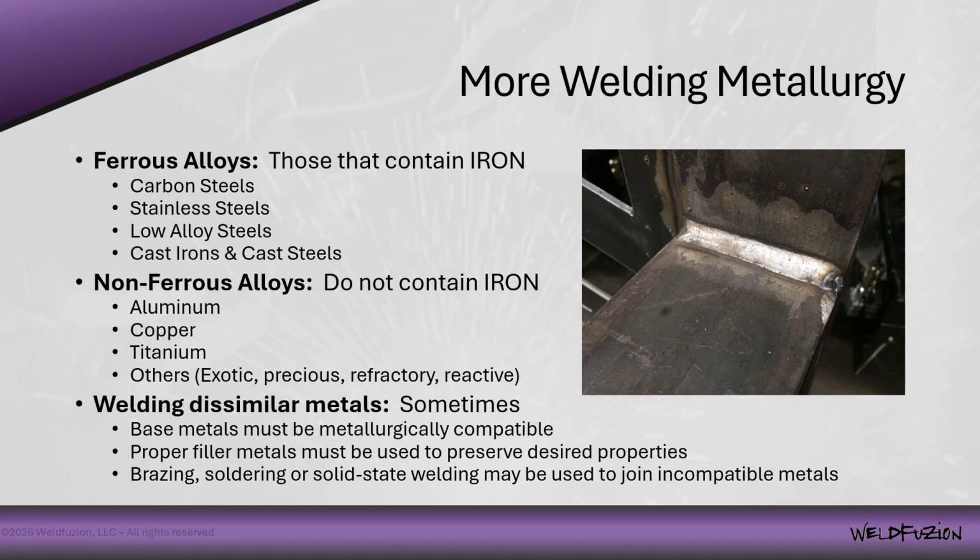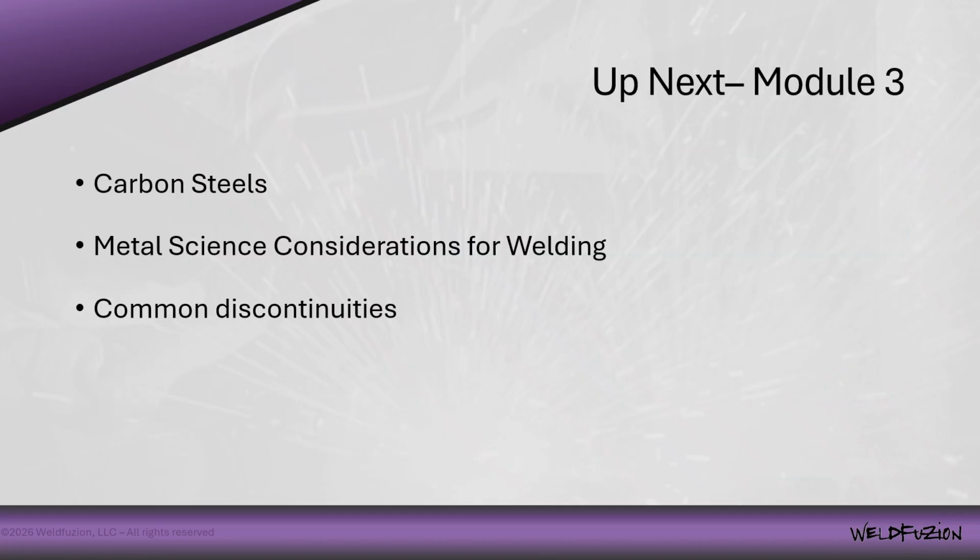Congratulations, you've made it this far and now have a solid background of basic metallurgy and some welding fundamentals. In the next module, we'll discuss carbon steel metallurgy, the various categories, and when you need to pay attention in order to get good welding results because of the metallurgy. And we'll go over some common discontinuities so you can see how welding metallurgy applies in the real world. Stick around and stay tuned.